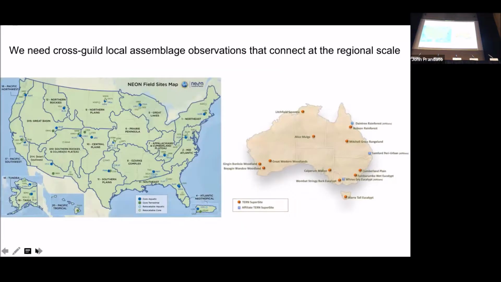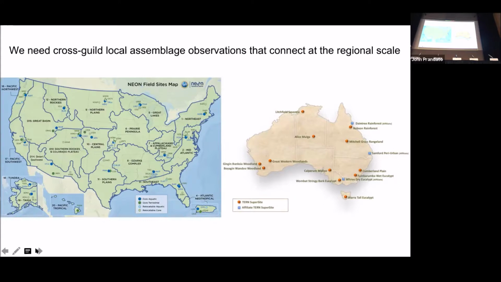present. In order to model all three of those processes together, we need cross-guild local assemblage data that connect at a regional scale. And that is a really tall order. So there are two organizations, NEON and TERN, for instance, that are collecting this kind of data, and they're doing it at an annual or finer temporal scale that should allow us to make some iterative predictions, you might say forecasts, about where species will assemble.